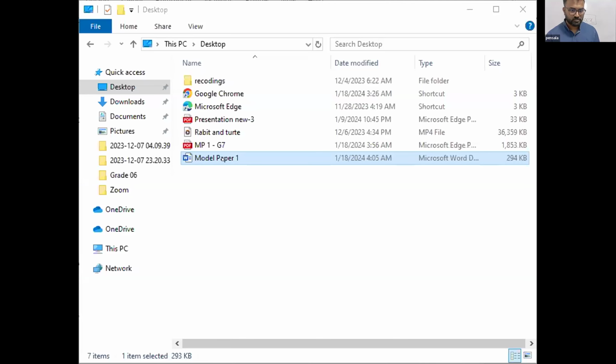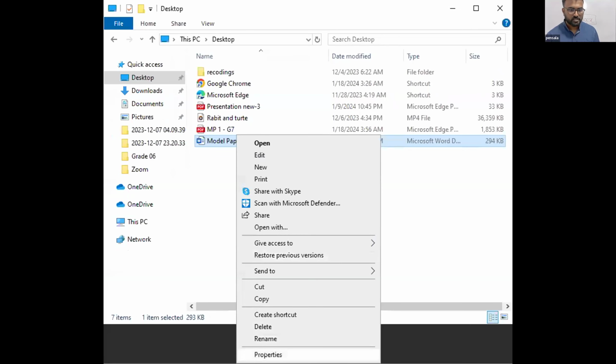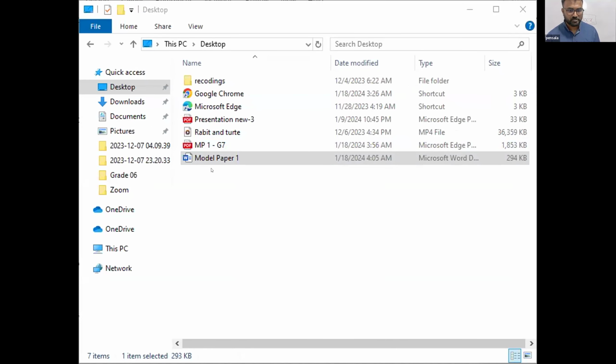So I am going to show the model paper that I prepared. I am going to the properties of that model paper. Here you can see that the type of file is Microsoft Word document. What is the extension? .docx, right? These are the other file attributes: the size of the file, the created date and modified date, and the file name, right?